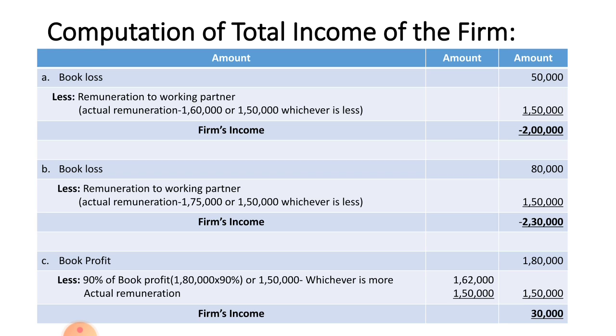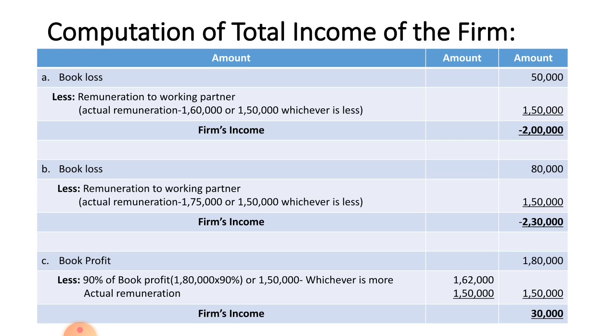So when you deduct this from book loss, there is a loss of 2,30,000, because you are deducting from a negative figure. You know minus is equal to plus, you have to add those two figures, and that is a negative figure, so you have to put a minus sign. You know that calculation. So here there is a loss of 2,30,000 in the second case.